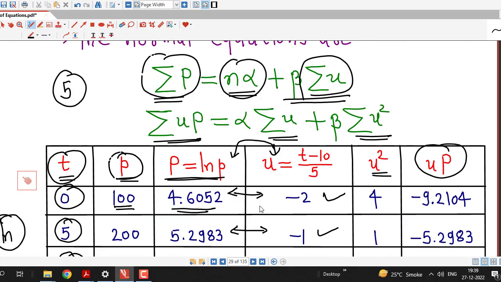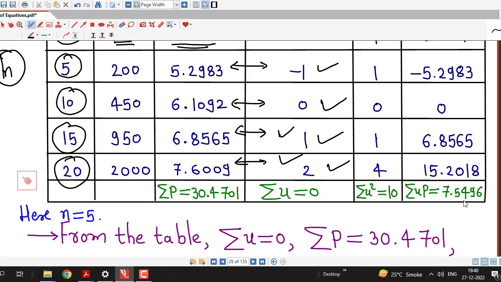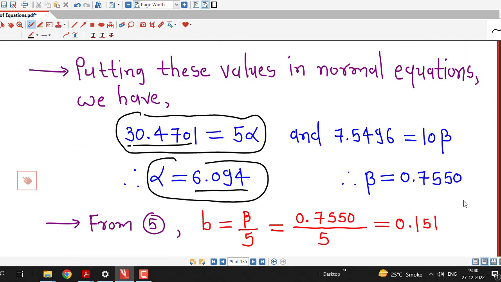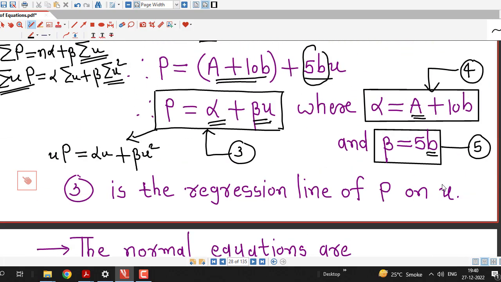Second equation is sigma u p equal to alpha times sigma u plus beta times sigma u square. Sigma u square is 10, so here I will obtain 10 times beta, and sigma u into p is 7.5496. So using that equation I find out beta equal to 0.7550. Once we obtain alpha and beta, we can decide small b and capital A.